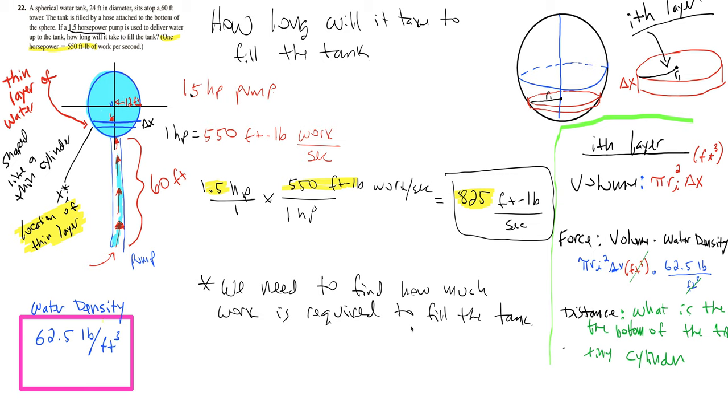Okay, I don't either. But I do think it's going to be 60 plus 12, and then maybe minus XI, unless XI is with respect to the bottom, but I feel like it's with respect to the origin down there. But let's see what he says.